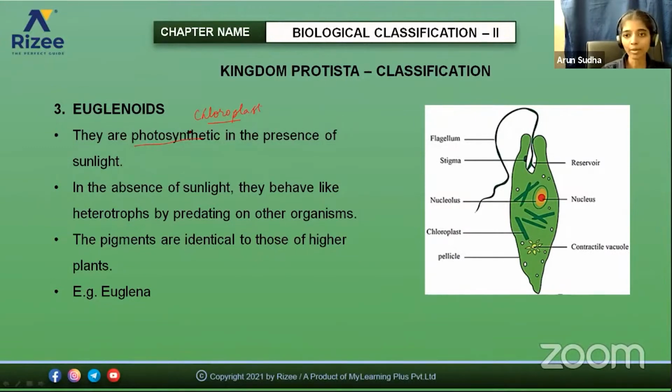But if there is no light, in the absence of sunlight, they behave like heterotrophs. What do you mean by heterotrophs? Heterotroph means they are dependent on other organisms for food. So though they can prepare their own food because of the presence of chloroplast, if sunlight is absent, they behave like heterotrophs by predating on other organisms. So they feed on other organisms. This is one of the specific features of the euglenoids. It is called mixotrophic nutrition.